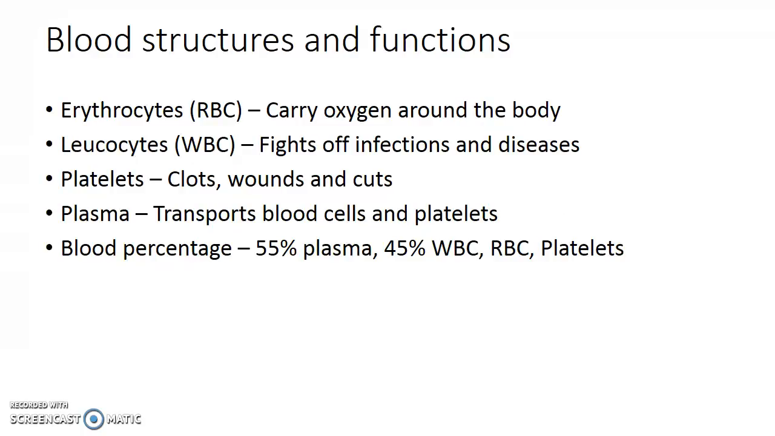So the blood structures and functions: the erythrocytes, the RBC, carry oxygen around the body, and the leukocytes, the WBC, fight off infections. The platelets clot wounds and cuts. The plasma transports blood cells and platelets. And the blood percentage is 55% plasma and 45% leukocytes, erythrocytes, and platelets.